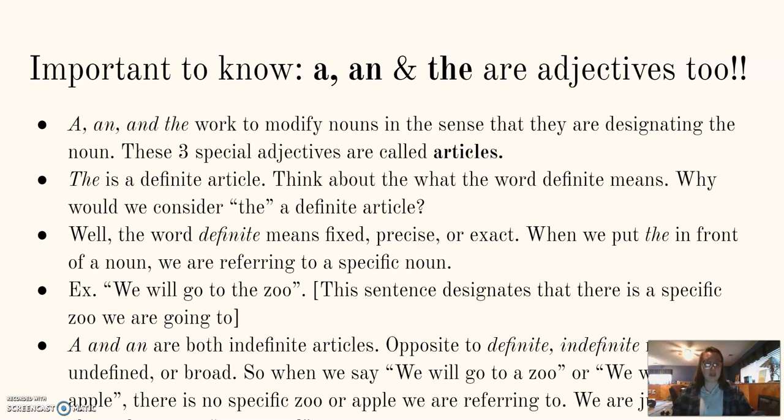A and an are both indefinite articles. So opposing to definite, it means that it's undefined or broad. It could be any zoo. We will go to a zoo. I don't know which one, but we'll go to a zoo. We will eat an apple. It's not the apple on the counter, but we'll eat some apple somewhere at some time, right? It's super broad terms. And so we're just talking about the nouns in general. So when you think a and an, think general. When you think the, think specific. And this is not something you have to memorize, but eventually you will get so familiar with it because I will put it in so many assignments that it will just come very naturally to you.